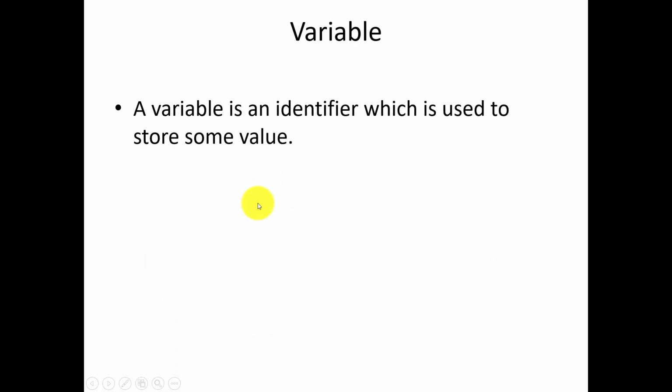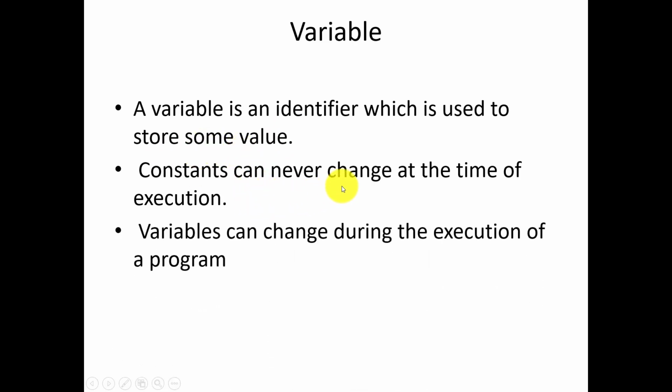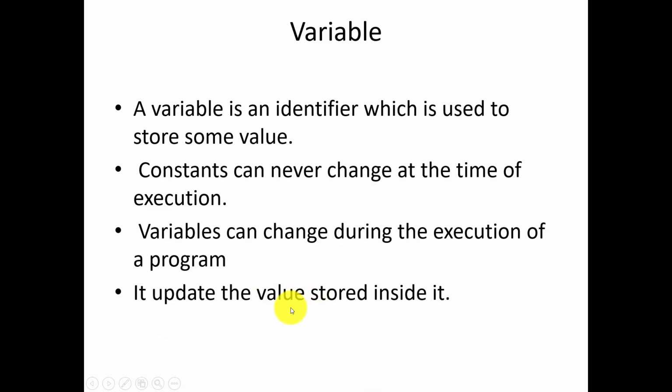Now the next token is the variable. A variable is again an identifier, as we discussed. We consider a variable an identifier because we give it a name, and the variable stores some value. Here a constant can never be changed at the time of execution, but a variable can be changed during execution. That is, we can update the value or store the updated value inside it during the execution of the program.